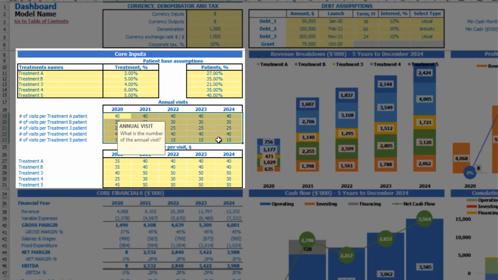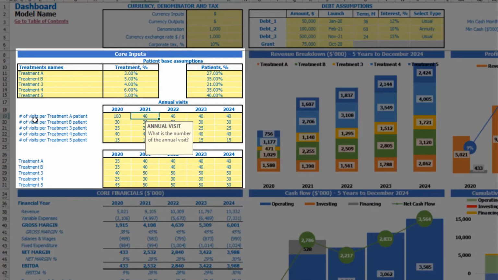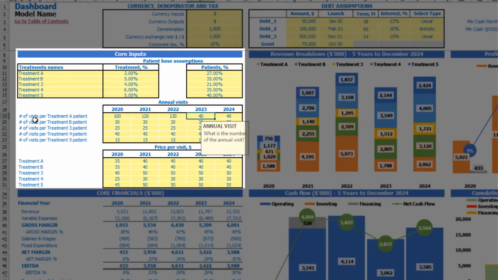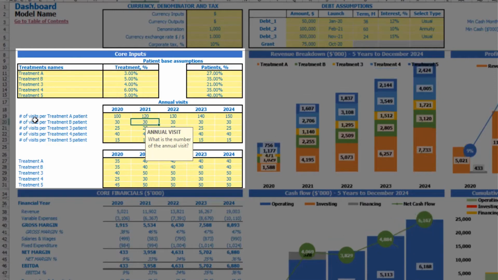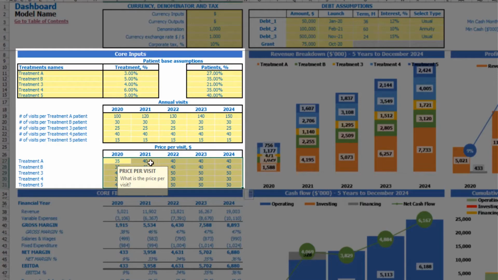Below you may find the input for count of visits per patient. This means annual visits. For example, for treatment A, 100 visits per year. For patients which need treatment B, then 120, 130, 140 and 150. This you can input based on years and based on different treatment types. And also below you can input price per visit, which you can input depending on the treatment and depending on the year.